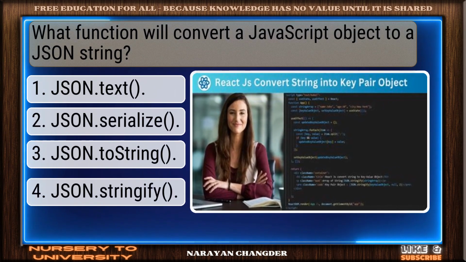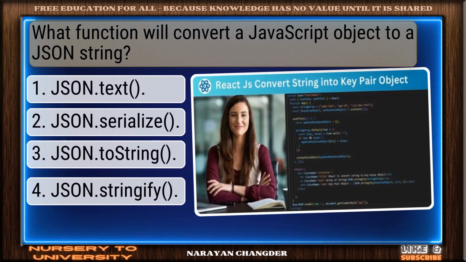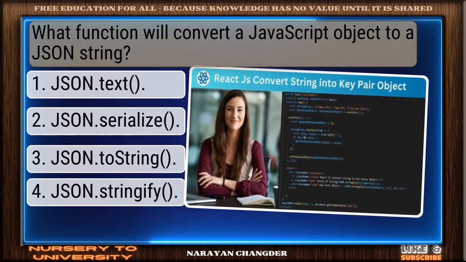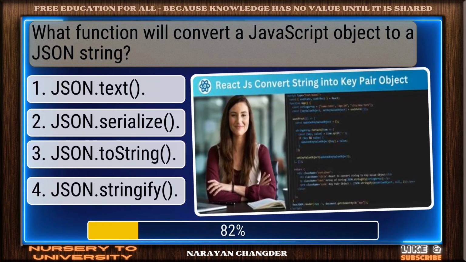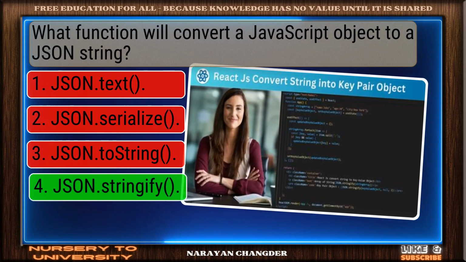Question number 13. What function will convert a JavaScript object to a JSON string? Strong choice. JSON.stringify is the right answer.